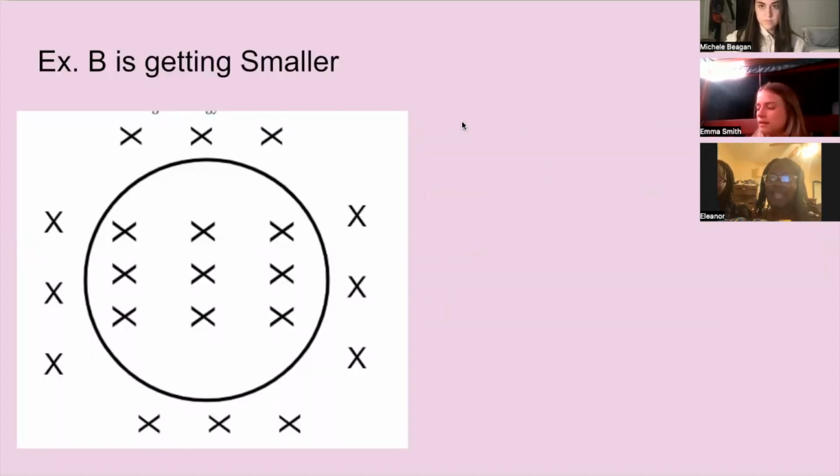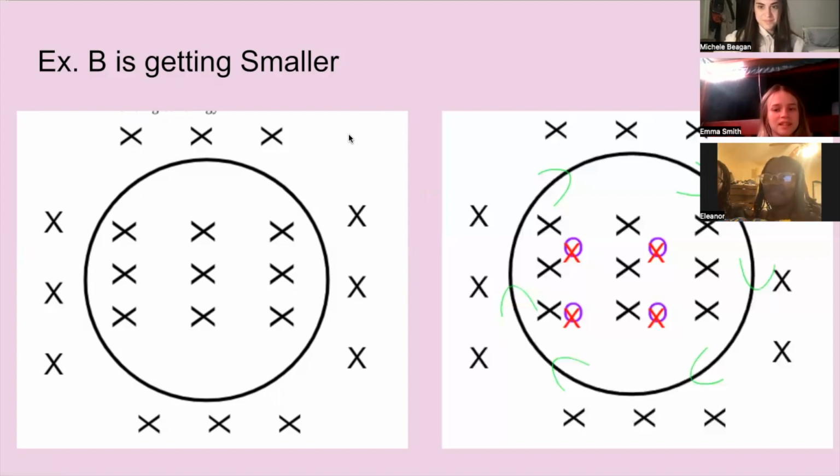So this is an example when the field is getting smaller, and we can use the right-hand rule to show the direction of the induced current. To see what direction the current is, you bend your hand in the direction inside of the paper since the X's are going inside, and then you can see that the current is going clockwise.